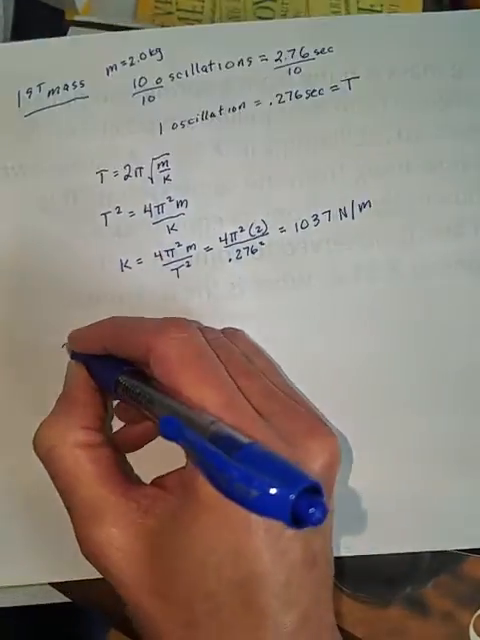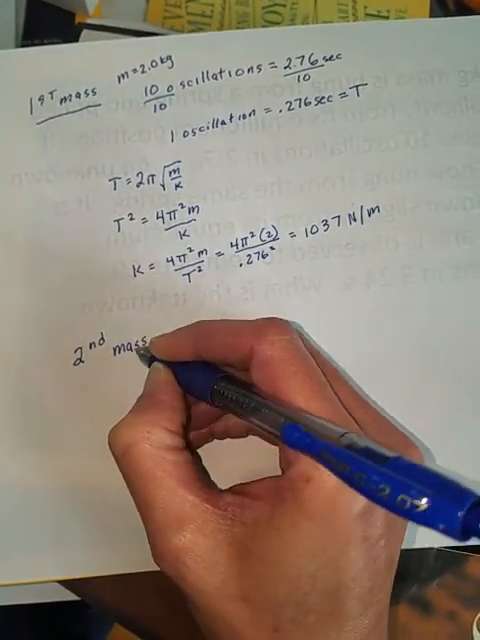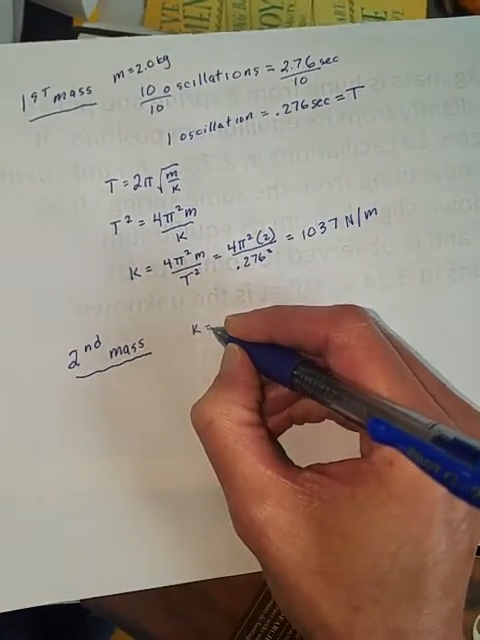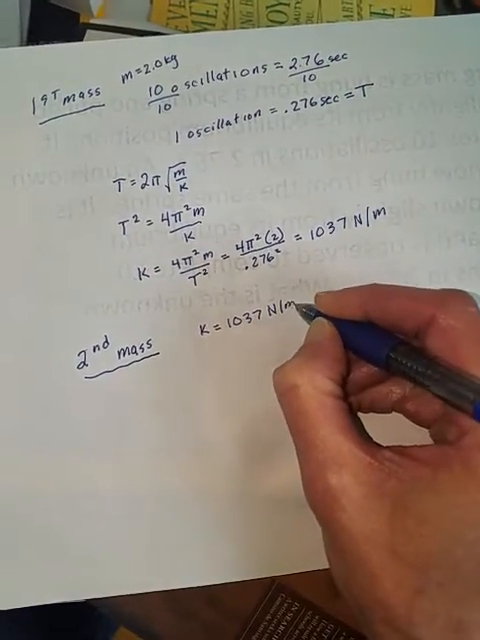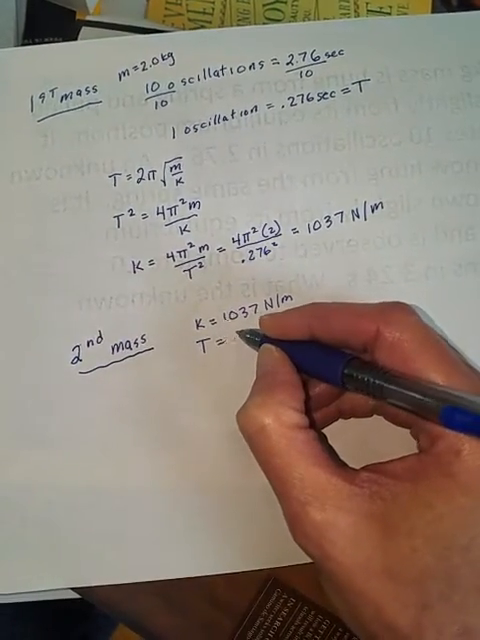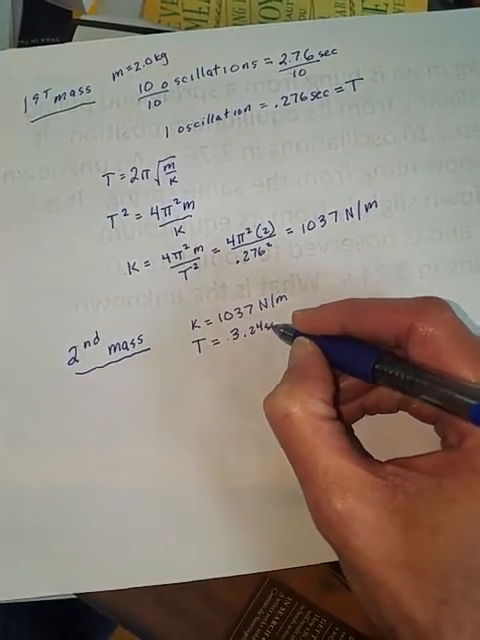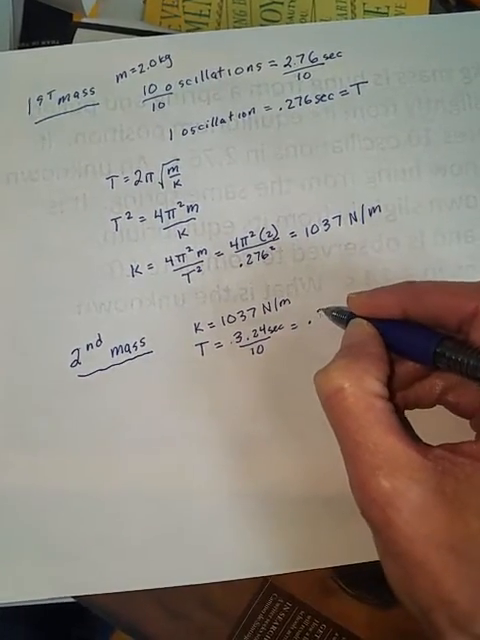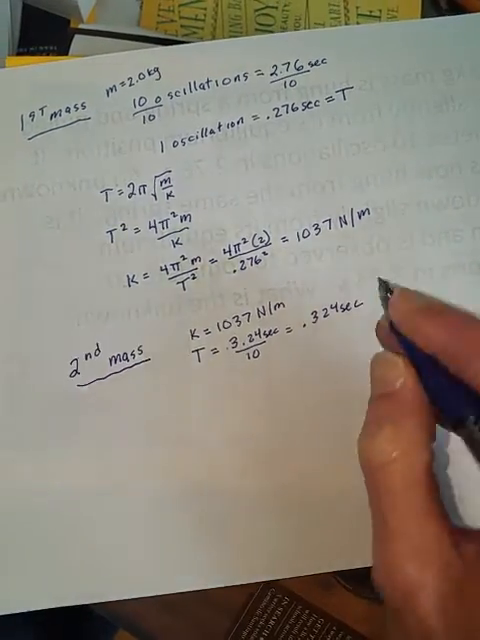All right, our second mass. We know that k is equal to 1037 newtons per meter, because that's going to stay the same. The period is the time for 1 oscillation. They tell us 10 oscillations happen in 3.24 seconds. So if we divide that by 10, that gives us 0.324 seconds, and we are looking for m.